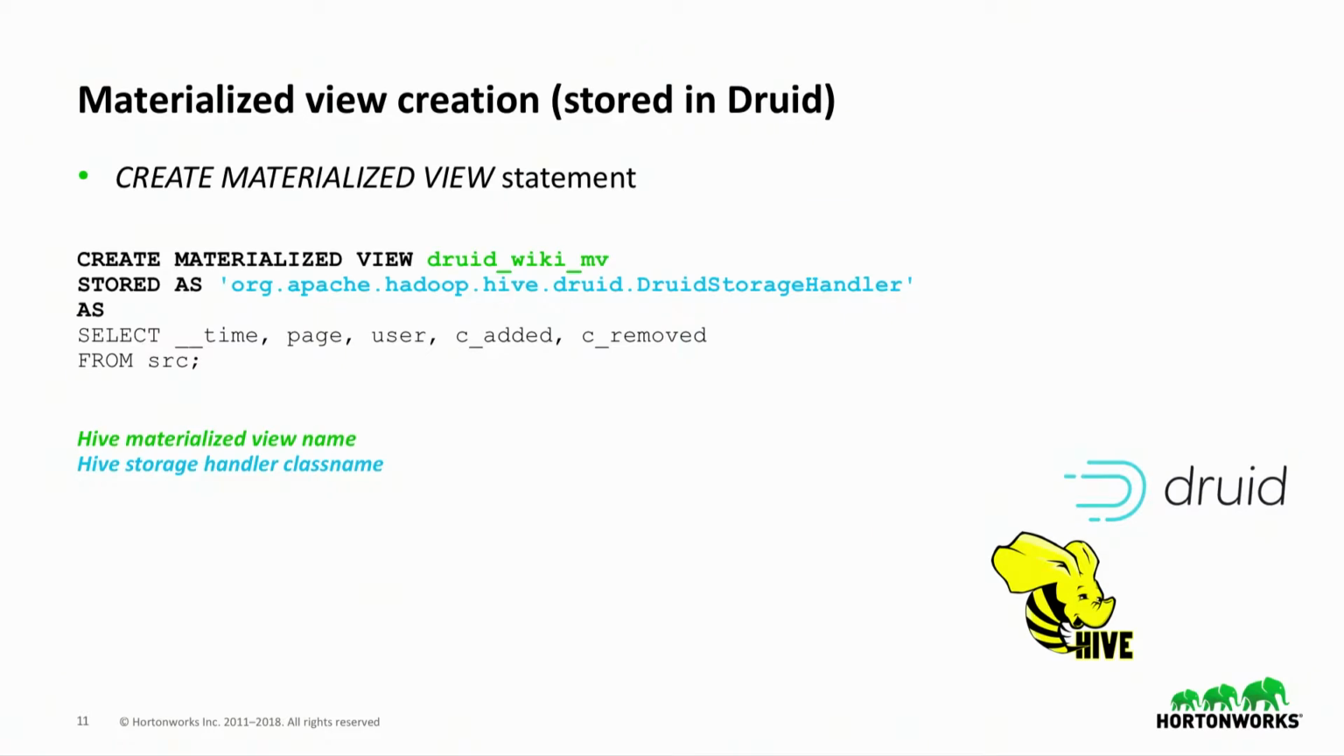Now, if I give you a specific example, this is a very simple materialized view that is stored in Druid. So what we are doing here is creating a materialized view called Druid wiki MV. We specify the storage handler, and then we just specify a very simple query that will read some data from the table source and will do some projections. And that's it. Your materialized view will be created and available in the system.